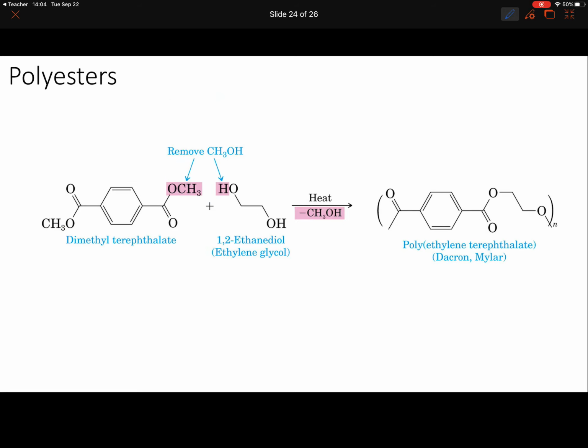Polyesters, you've heard of polyesters before. Polyester on its own was invented a while back, probably right after they came up with nylon.